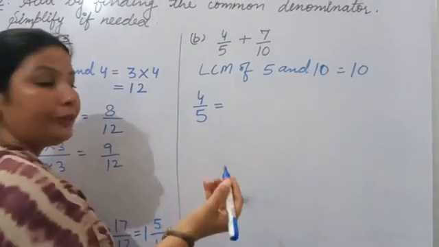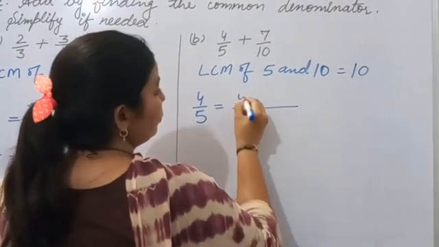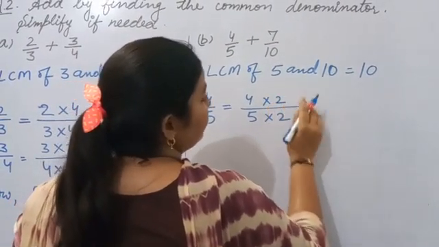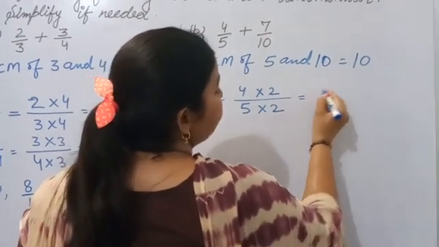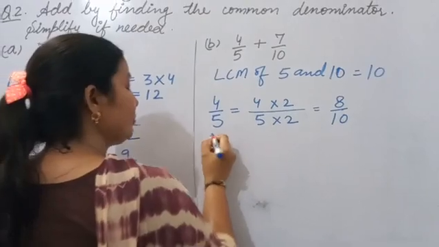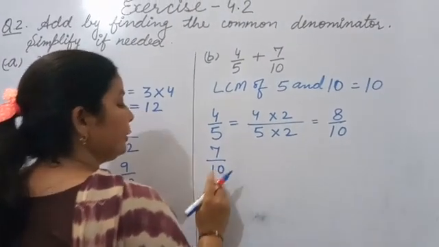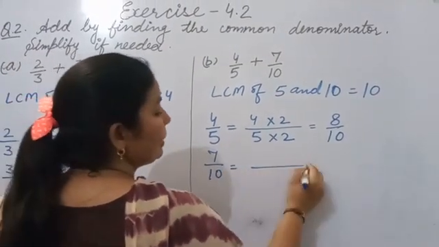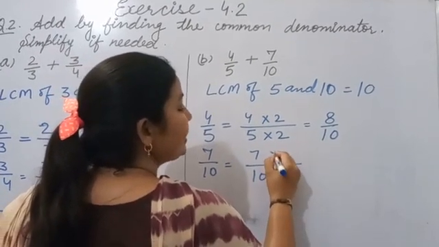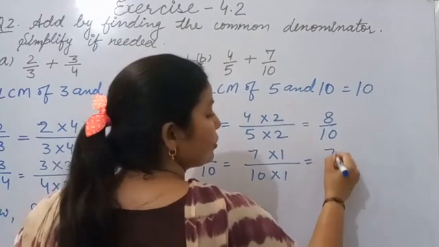How? Multiply by 2. So 4 upon 5, multiply by 2: 4 twos are 8 and 5 twos are 10. Now next is 7 upon 10. This is already 10, okay, so we should multiply by 1. 7 upon 10. And if you are not showing multiplication directly, then directly also you can take 7 upon 10.